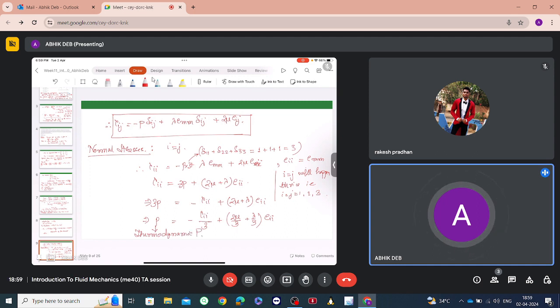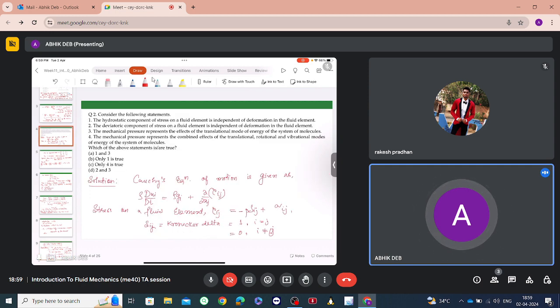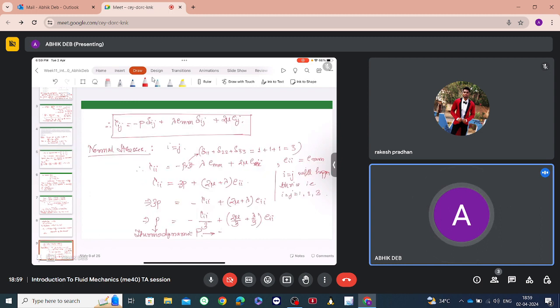And it incorporates thermodynamic pressure, it incorporates all the translational, rotational, and vibrational modes of energy. Okay, so the option 4, that mechanical pressure incorporates that, it is incorrect.